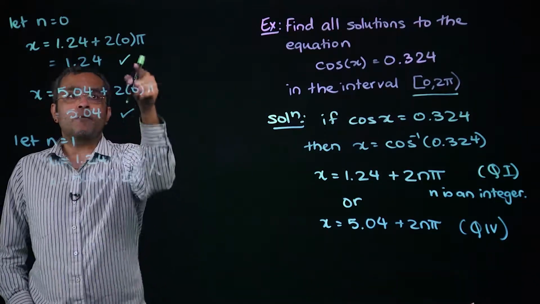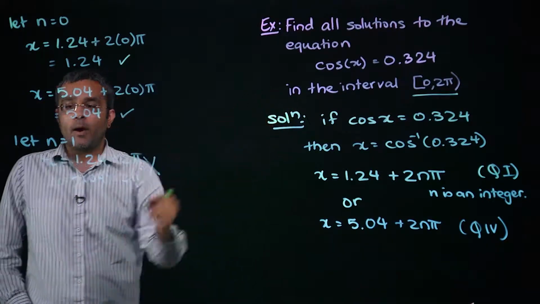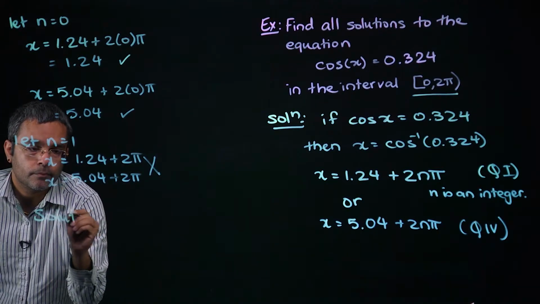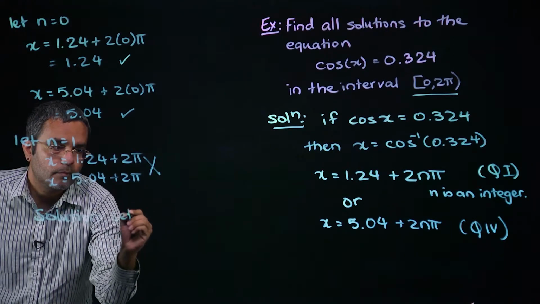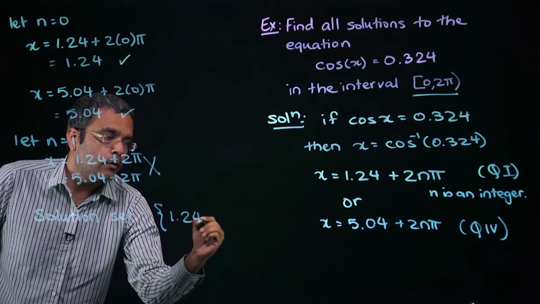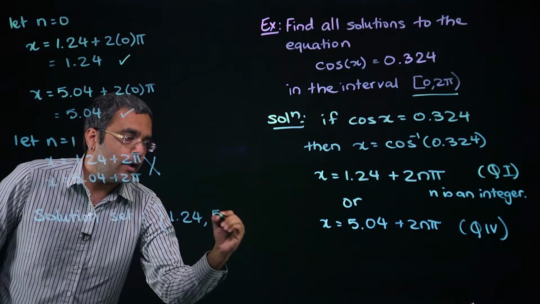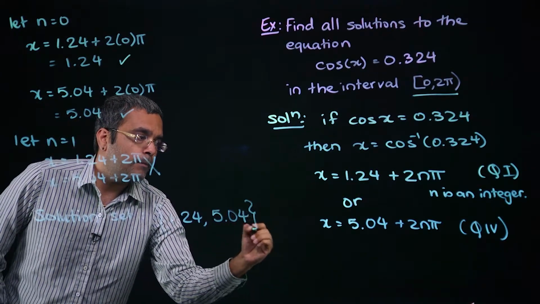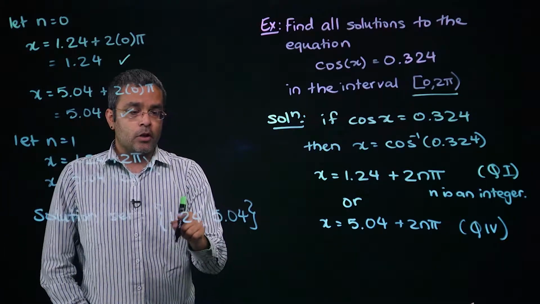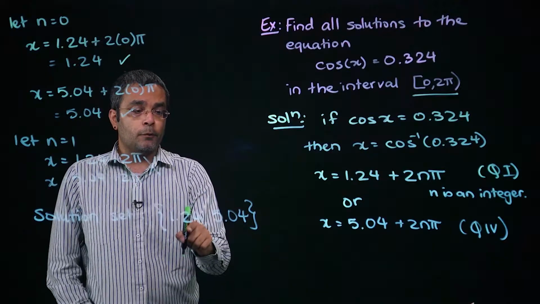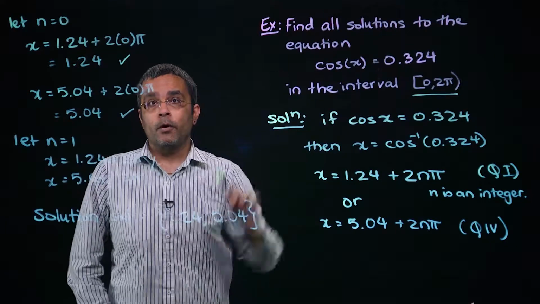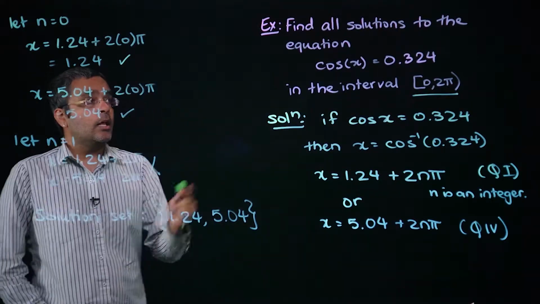Okay, so I only have 2 solutions in my interval 0 to 2 pi, and my solutions are 1.24 and 5.04. Okay, and you can go ahead and check whether these are your correct values or not. You can go ahead and type in cosine 1.24 in your calculator, and you will approximately get 0.324. Okay, so this is the solution to this particular problem.